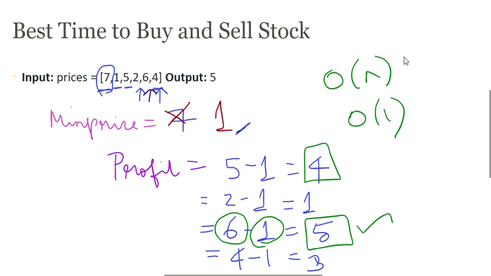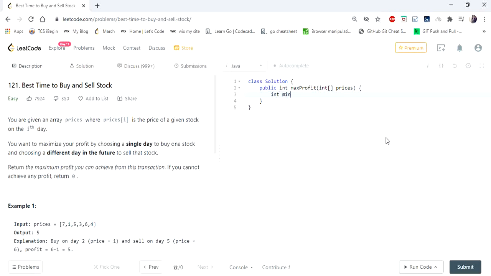Now let's see the code. So as I said, I'm declaring my minimum price, where I'm assigning the price at index 0, that is the price at first day, as my minimum price, and a maximum profit, which is 0 at starting, and I'm going to iterate through my given array. And I'm comparing every price with my minimum price. If price of i is less than minimum price, then we are going to update our minimum price with the current day's value.